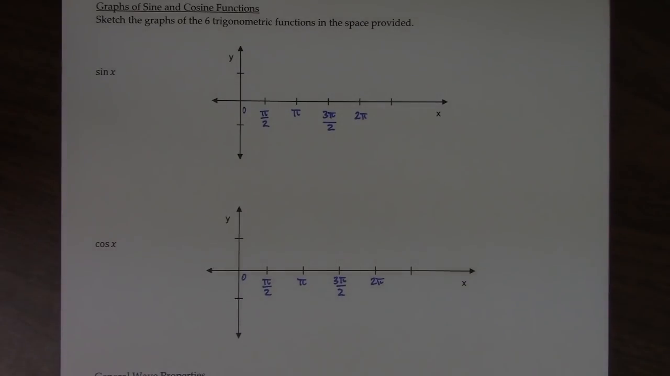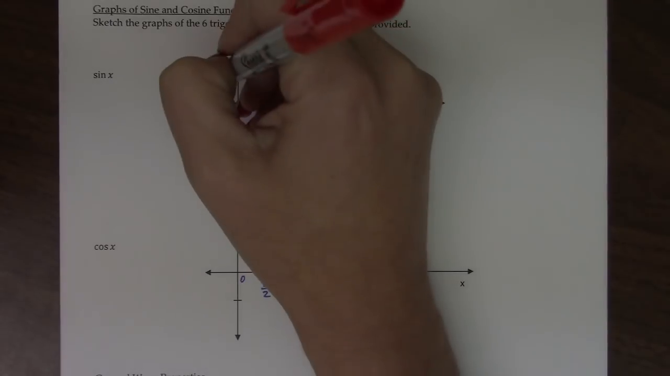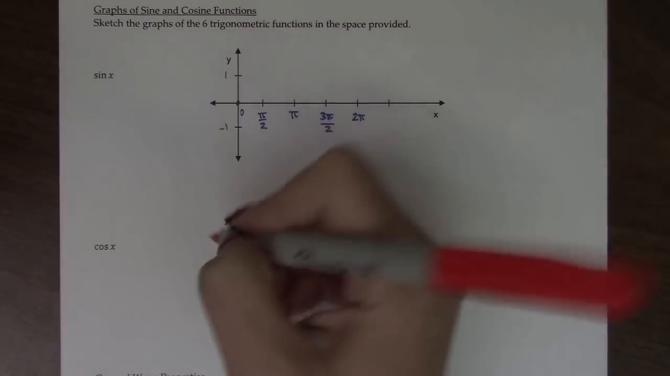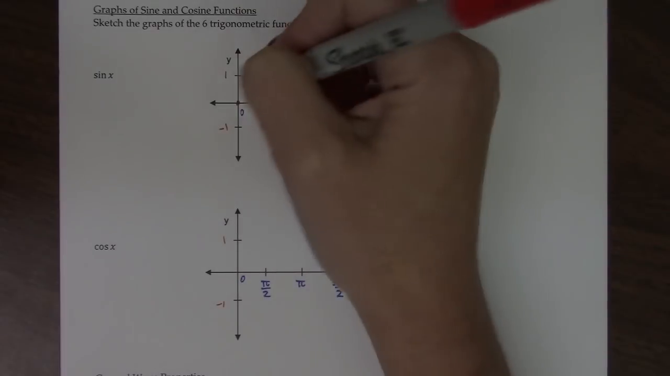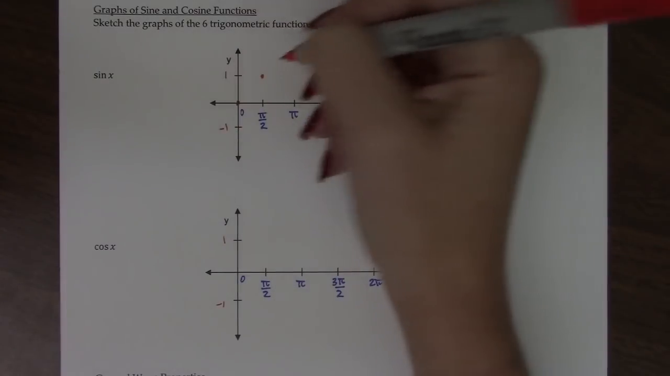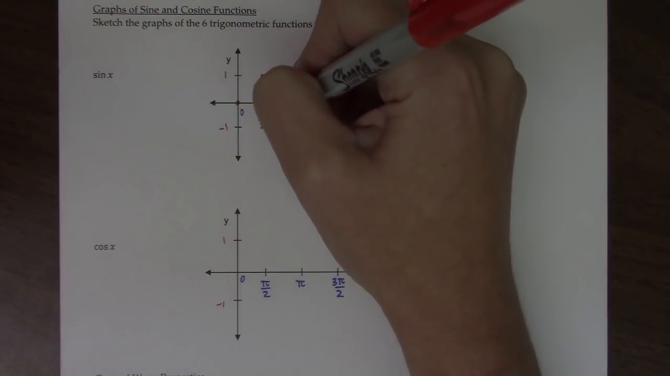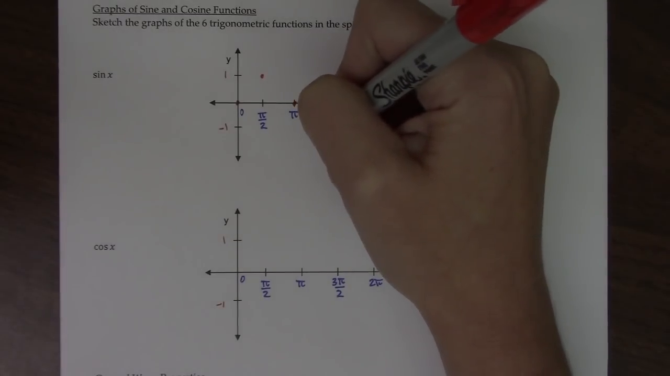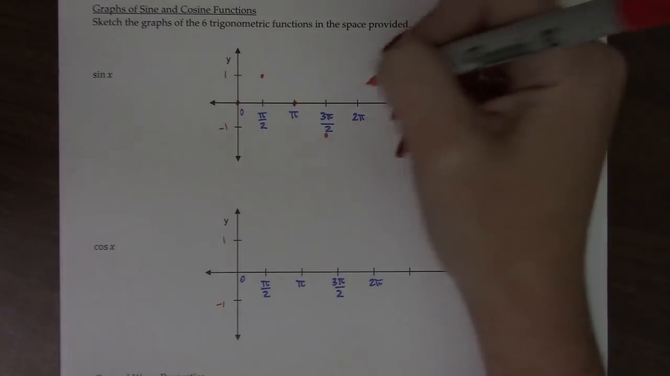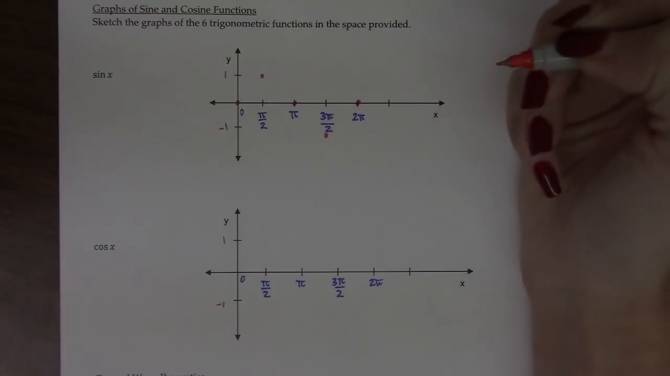For sine, I'm going to read the y-coordinates as you go around the circle. So at 0, sine is 0. Let's label these 1 and -1. At pi over 2, we're up at 1. At pi, we're back down to 0. At 3 pi over 2, we're down at -1. And at 2 pi, we're back to 0.